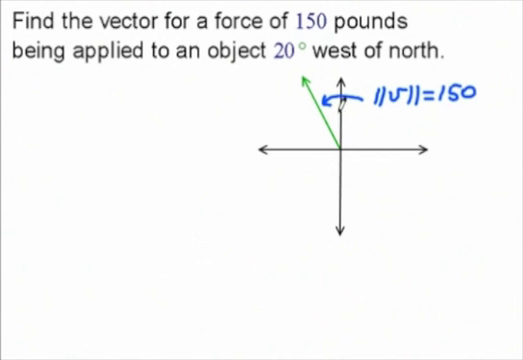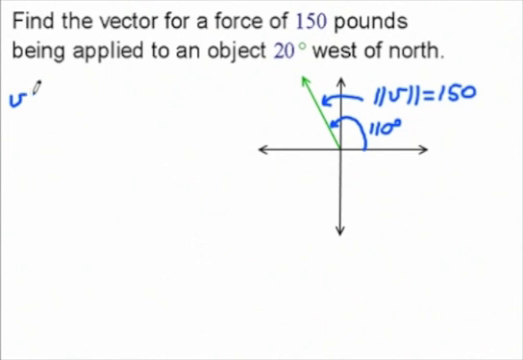And we know that this angle here, coming off of the y-axis, is 20 degrees, so the angle of opening must be 90 plus 20, which is 110 degrees. So we can set this up as the magnitude of V times cosine theta i plus sine theta j, and then see what comes out of it.